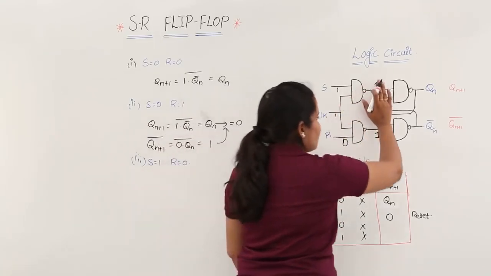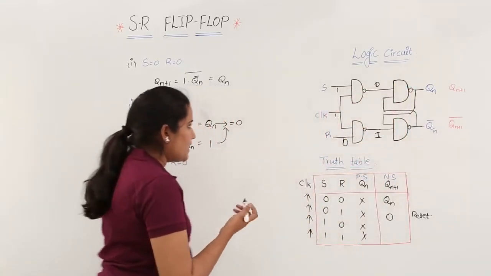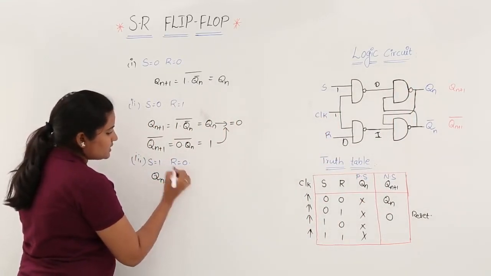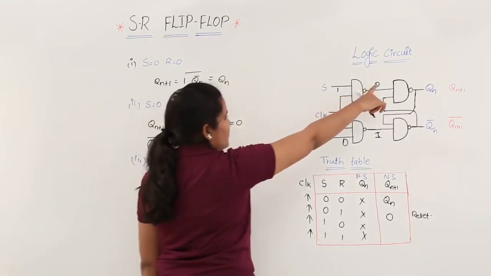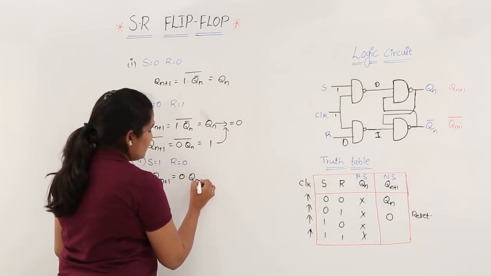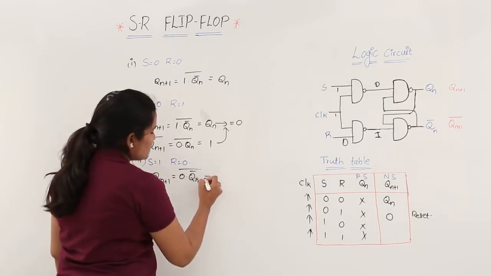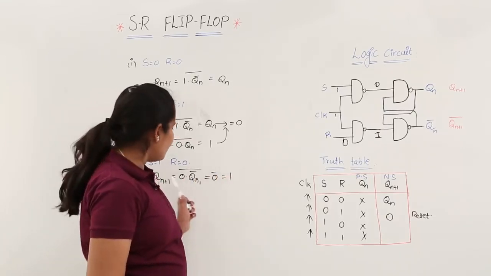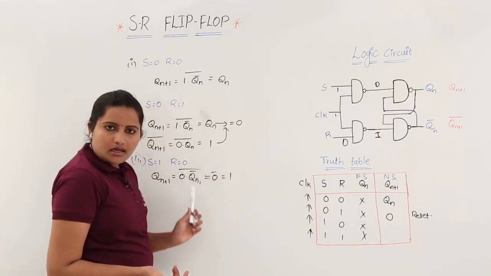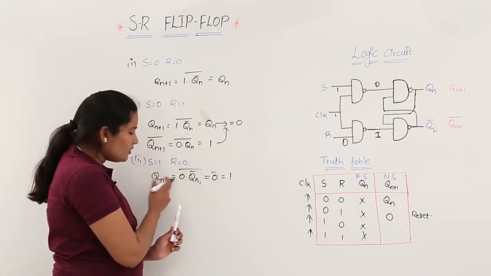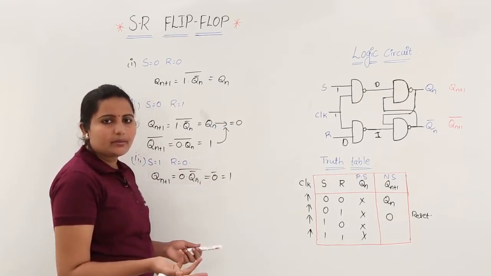Now if you give 0 1 here, what is going to happen? I am writing here, when S equal to 1, R equal to 0, your Qn plus 1 is equivalent to, taking this port, 0 into Qn bar whole bar. This is equivalent to 0 into anything, which is 0, and 0 bar is equivalent to 1. Once you get the value of Qn plus 1, there is no need to go for the Qn plus 1 complement. Why? Because if you know Qn plus 1, then only you can say Qn plus 1 whole bar is equivalent to 0.